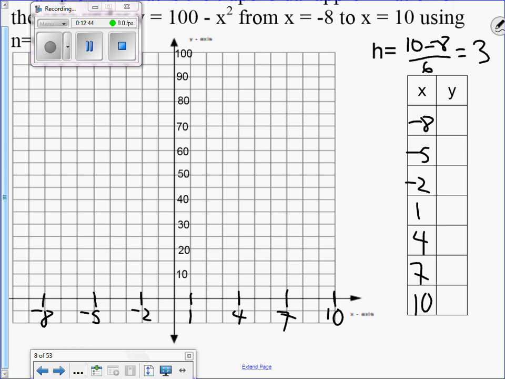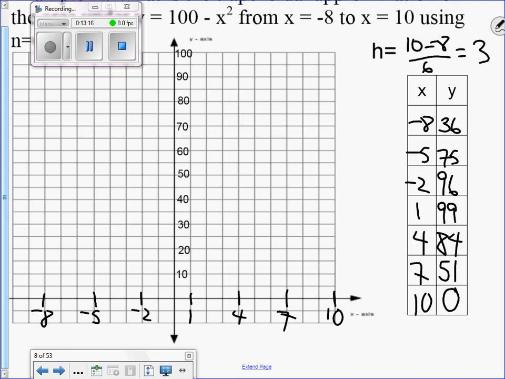What's 100 minus -8 squared? 36. How about 100 minus -5 squared? 100 minus -2 squared? 100 minus 1 squared? 100 minus 4 squared? 80 something. 84. 100 minus 7 squared? And 100 minus 10 squared? 0.